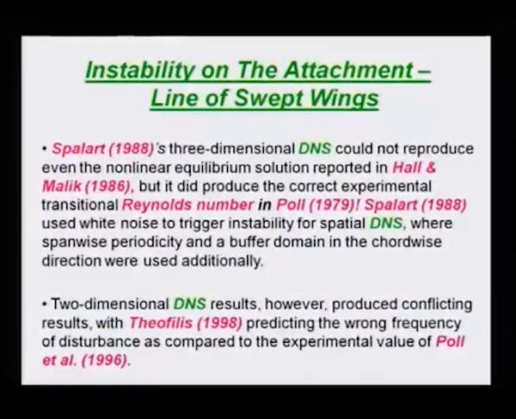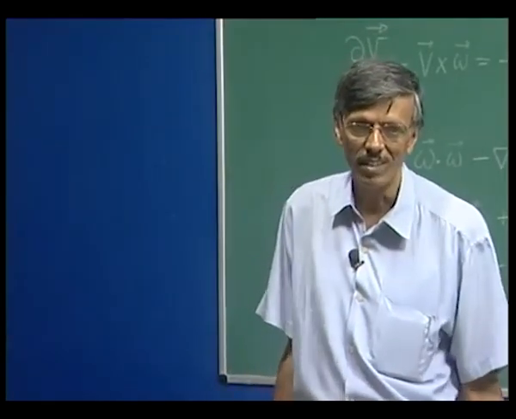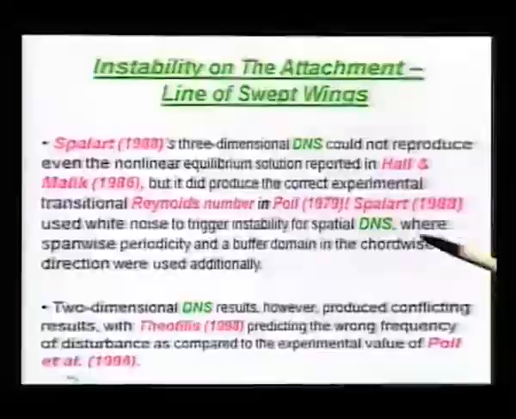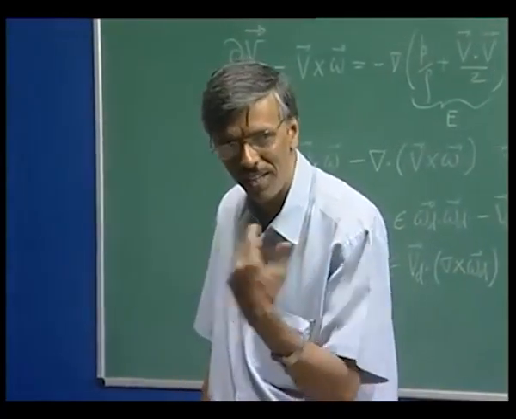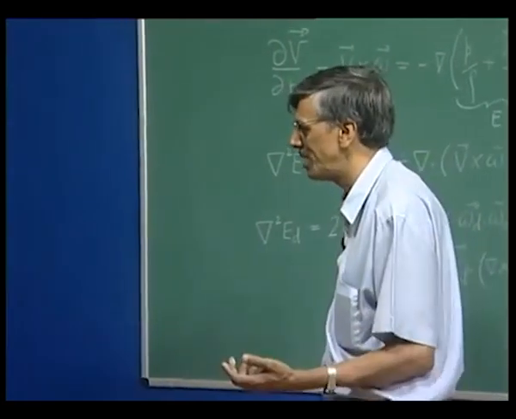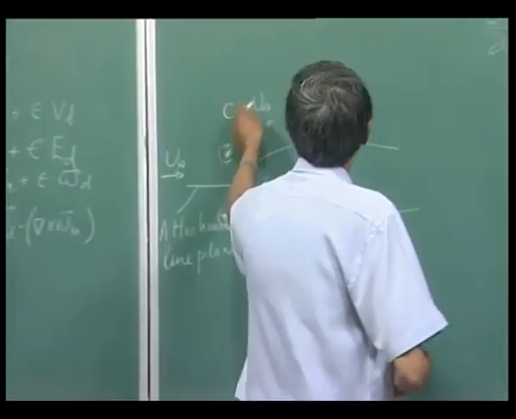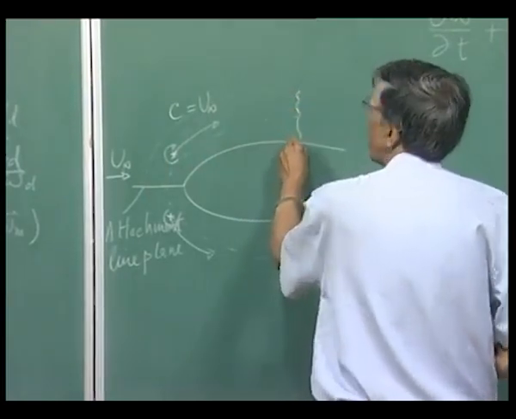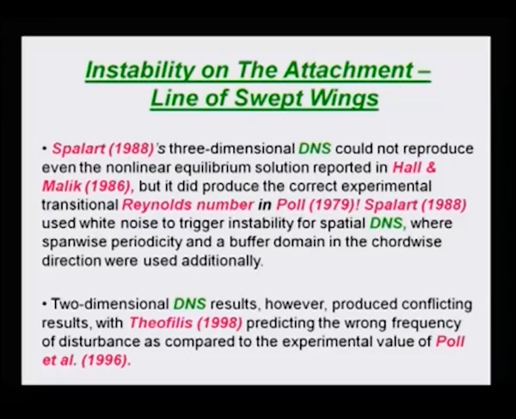He took a finite span-wise domain and then said the flow is periodic in that direction. Although I do not think this is a major issue as such, because our calculations were done for 2 dimensions, so you do not really need to worry about the 3 dimensionality of the flow. In addition, there was a buffered domain used in the chordwise direction. So, basically, if one is solving like this, there is a buffer layer at the outflow. That was what was done by Spalart, but unfortunately, it was not too successful.